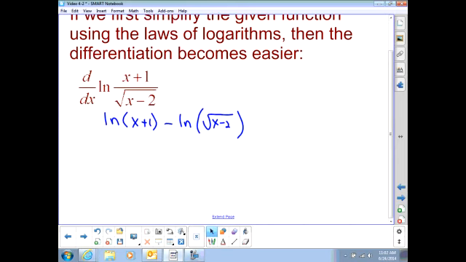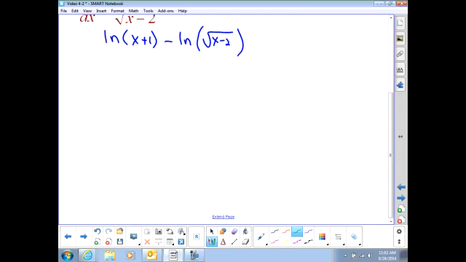And now take the derivative for this. So we'll do derivative of the inside over the inside. So we'll have 1 over x plus 1 minus, keep in mind this is x minus 2 to the 1/2. So derivative of the inside would be 1/2 x minus 2 to the negative 1/2 all over square root of x minus 2.